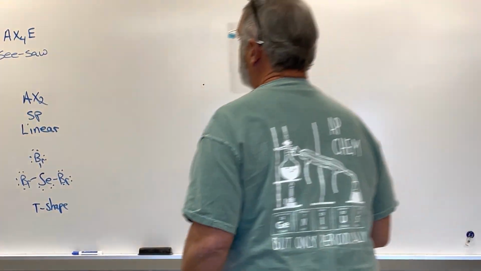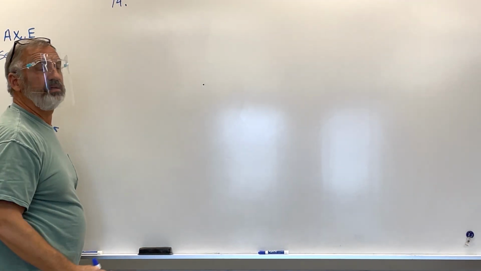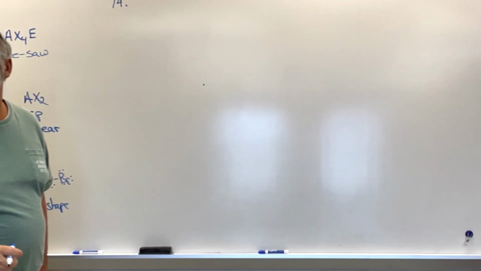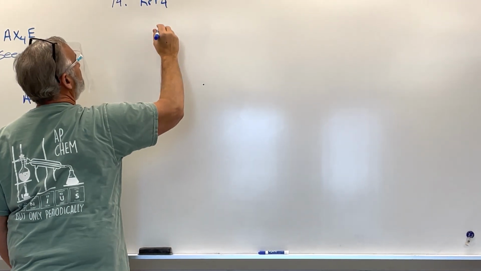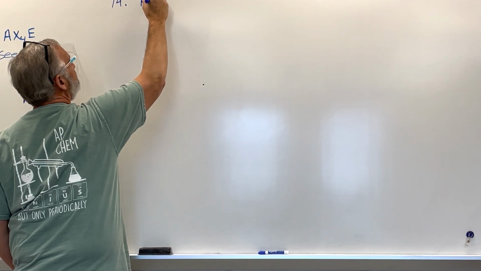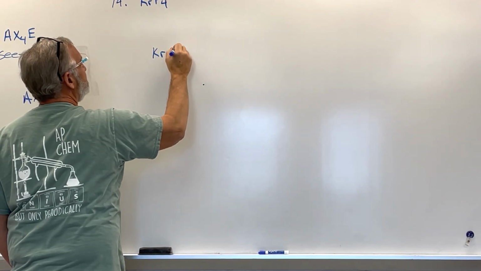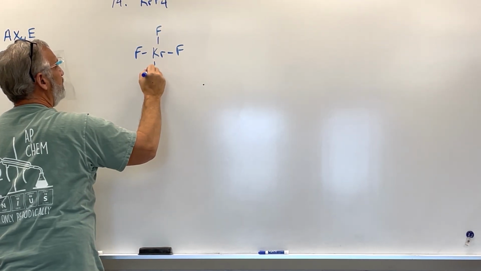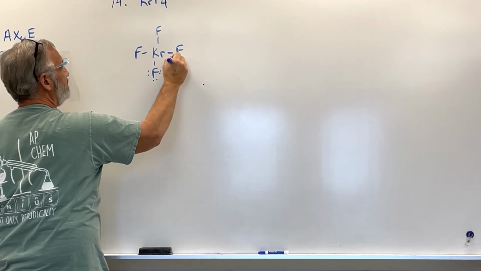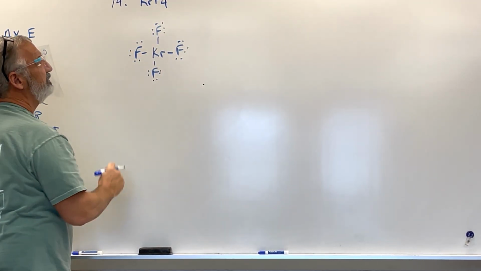Is this still focused? Number 14 is KrF4. So we have 28 plus 8, we have 36 electrons. Krypton, fluorine, fluorine, fluorine, fluorine, 2, 4, 6, 8, 10, 12, 14, 16, 18, 20, 22, 24, 26, 28, 30, 32.